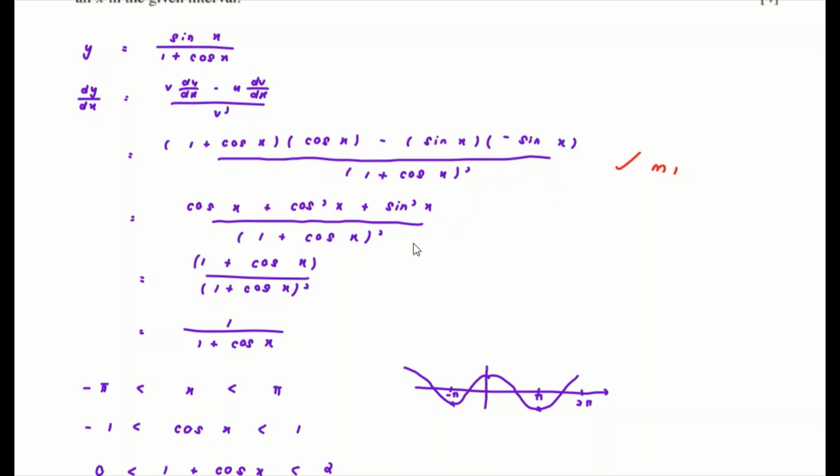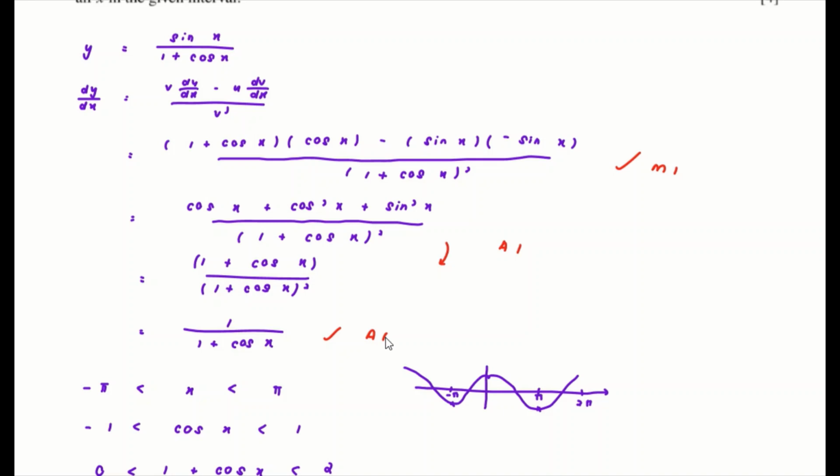So in this case, you try to apply your identity here. How do you change your cos squared plus sine squared to 1? From here to here, you are using your identity. So that's why that will be your A1. Okay. Then at the end, you get this answer.